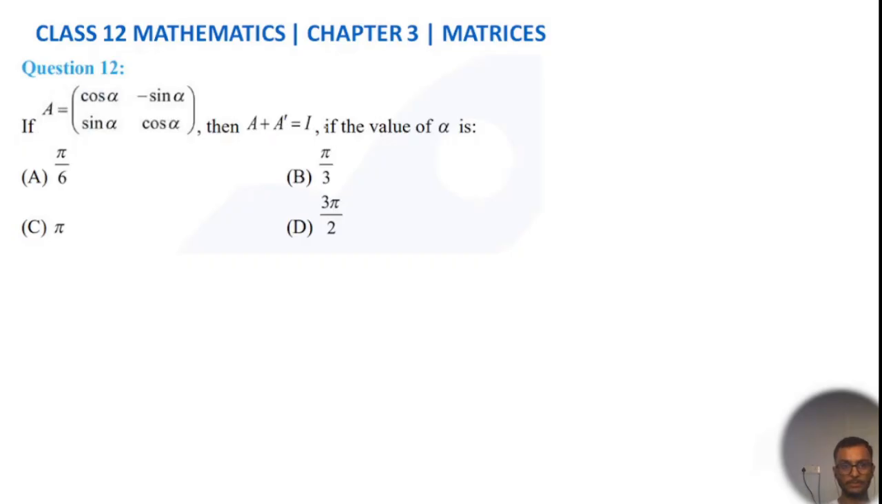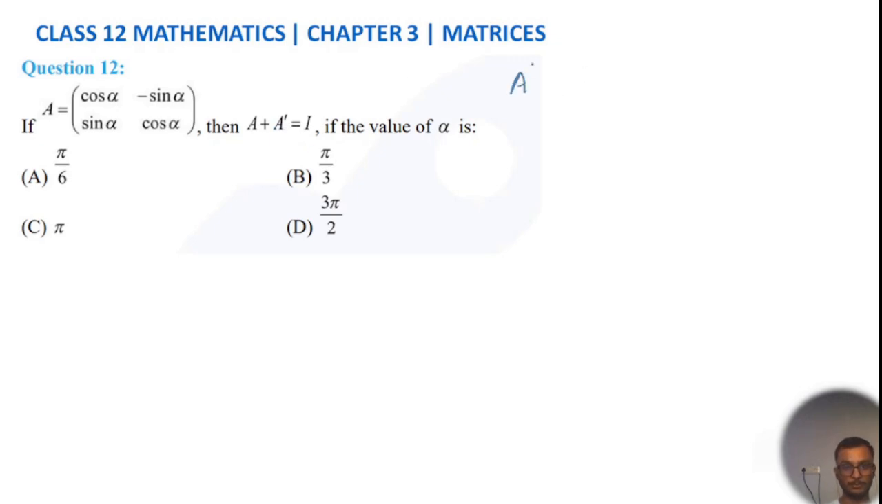A plus A transpose equals I, then what will be the value of alpha? They are asking for which value of alpha A plus A transpose will be I. So A is given.